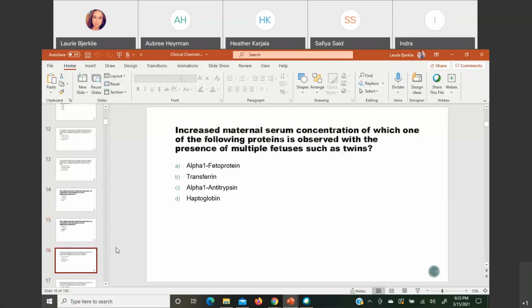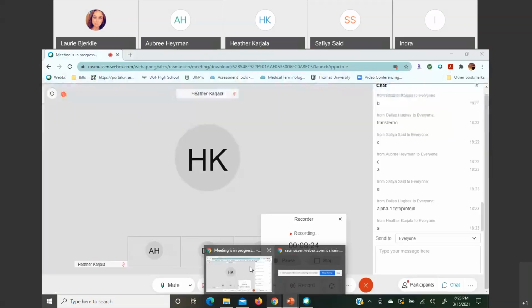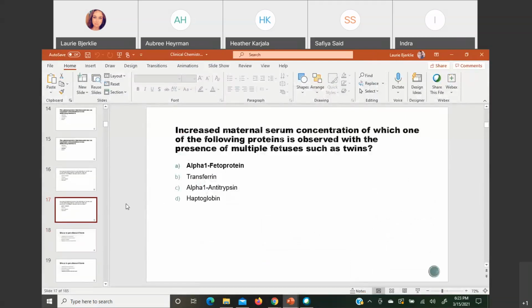Increased maternal serum concentration of which protein is observed with the presence of multiple fetuses like twins? Increased maternal serum of what protein is increased with the presence of twins? All right, good. Some good guesses. Yep. And it should be alpha-1 fetoprotein. The nice thing is feto for fetus is right in the name of it, alpha-1 fetoprotein. So it kind of indicates it goes with that.